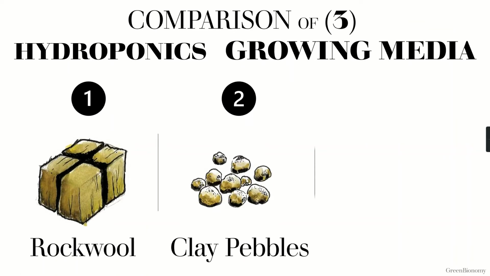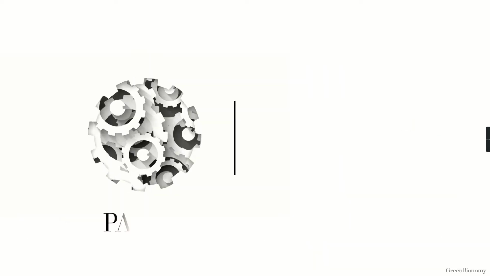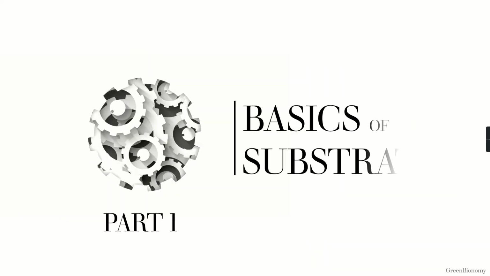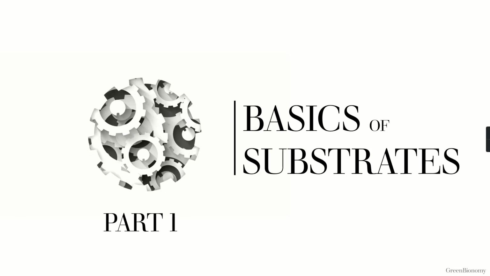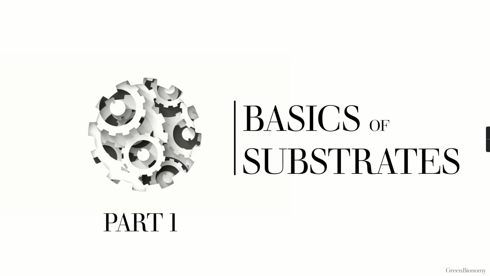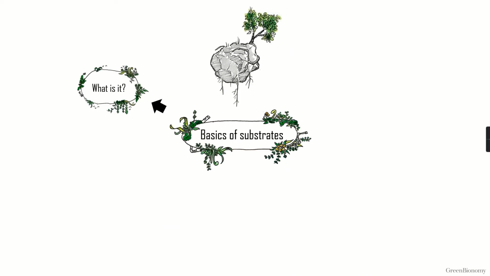Alright, comparison of 3 hydroponics growing media. Growing media is the same as substrate or growing medium, whatever you call it. That's what the plant uses to grow in. So first is rockwool, then clay pebbles, and the third one will be coco coir. In this first part, we'll review the basics of substrates, just to understand what we are talking about and lay a foundation. Now, a substrate, what is it?